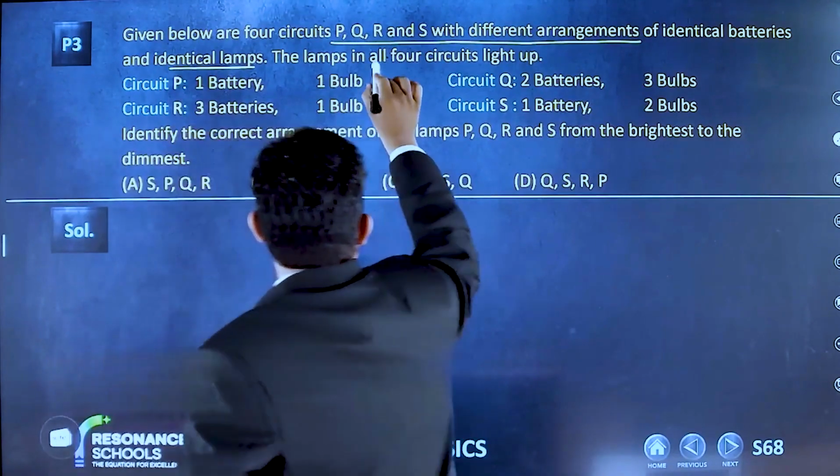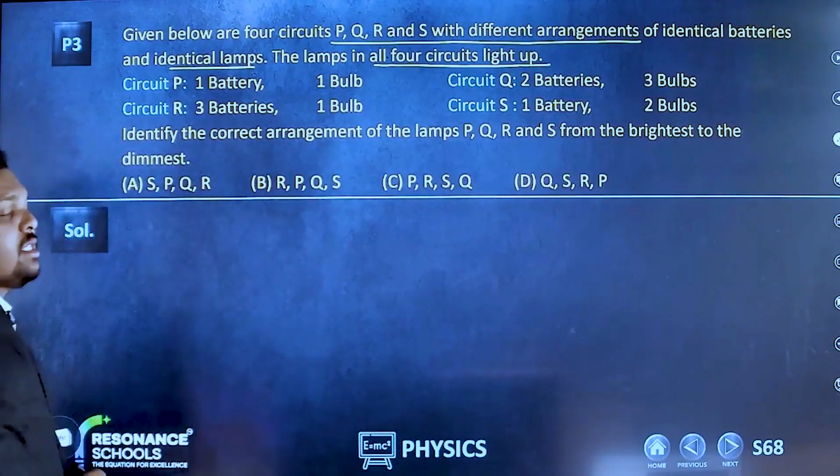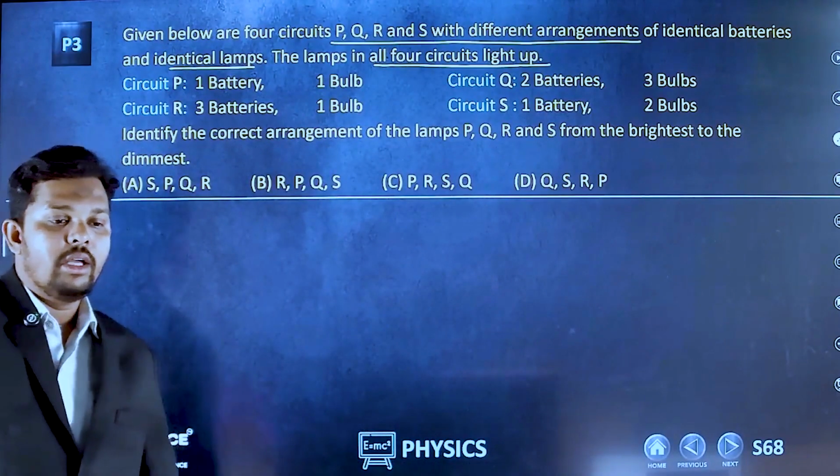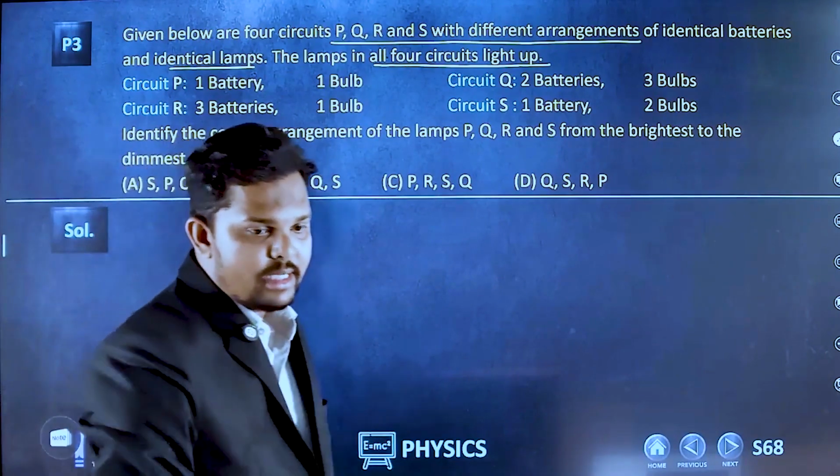The lamps in all 4 circuits light up. So these are the 4 circuits he has given. Someone is asking about the portion for the exam. After this question I'll tell you the portion for the exam.